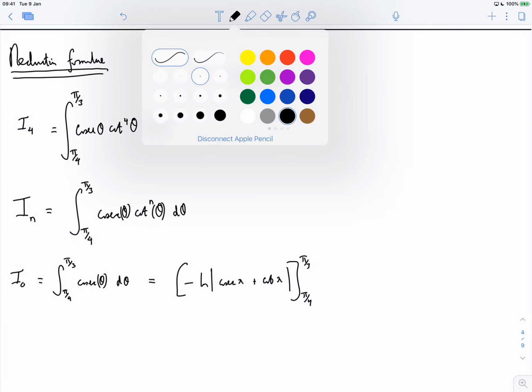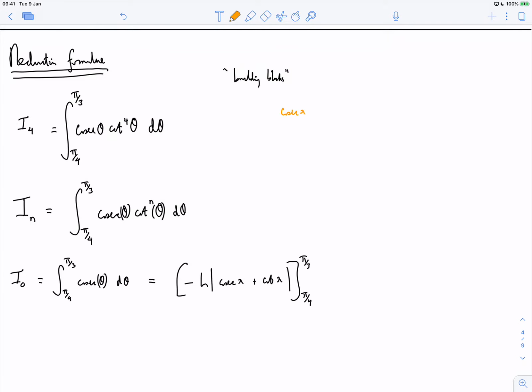And just to make this whole thing quicker, I'm going to remind myself that cosec of pi over 4 is 2 over root 2, or just root 2. And cosec of pi over 3. Should have done that first, really. Cosec of 60. Well, sine of 60 is root 3 over 2, so that's 2 over root 3. And then cot of pi over 3. Well, tan of 60 is root 3, so this is actually 1 over root 3. And then cot of pi over 4 is just 1.